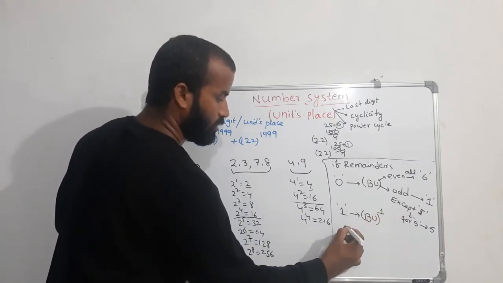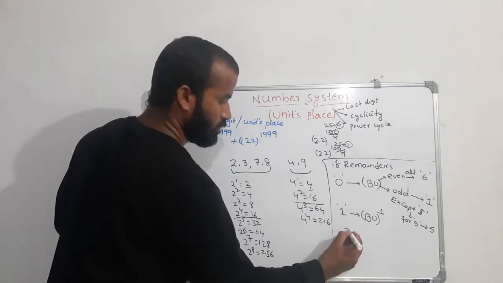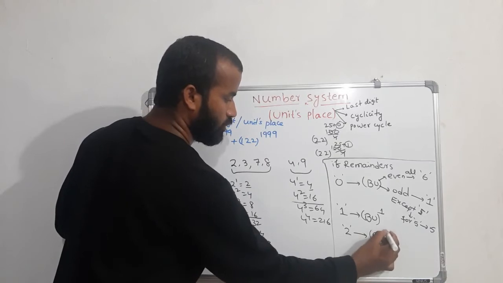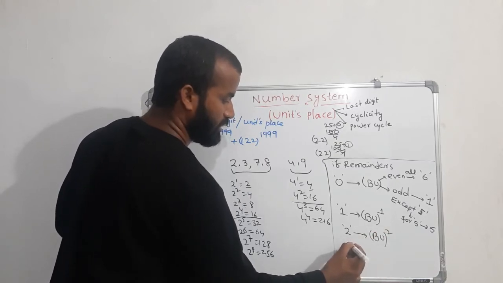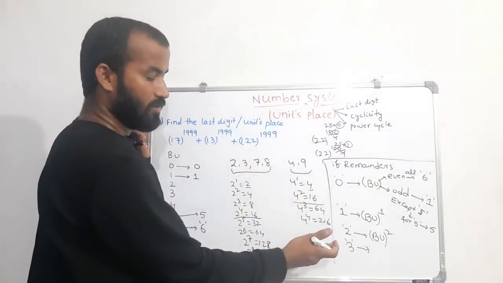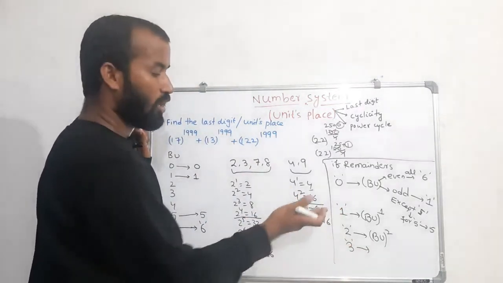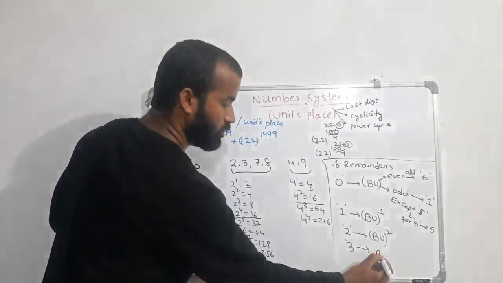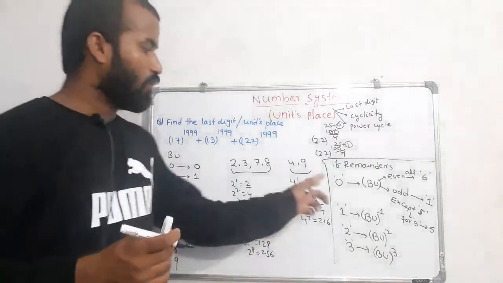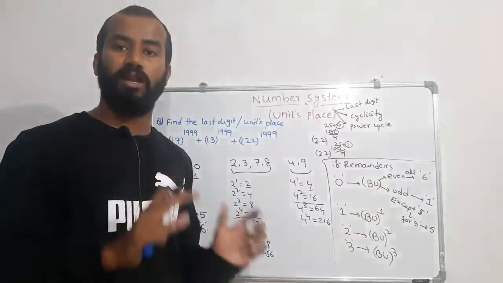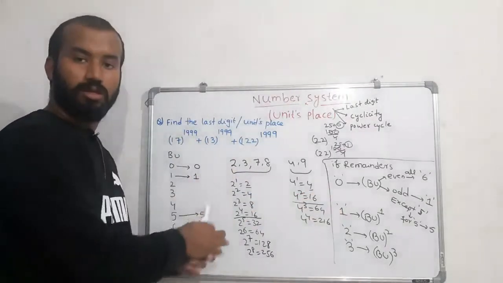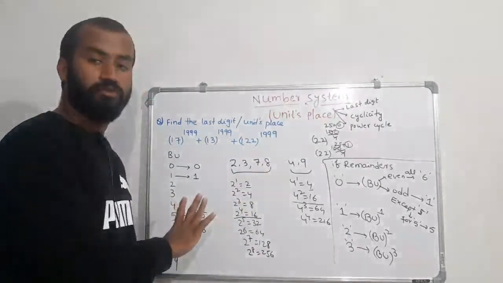Okay, if remainder is 2, you have to make base unit power 2. If remainder is 3, okay, if you divide with 4, you are going to get remainder 0 or 1 or 2 or 3. So base unit power 3. Okay, just if you remember this box, you can solve any problem from units place. How this box came, for that all this analysis we did.